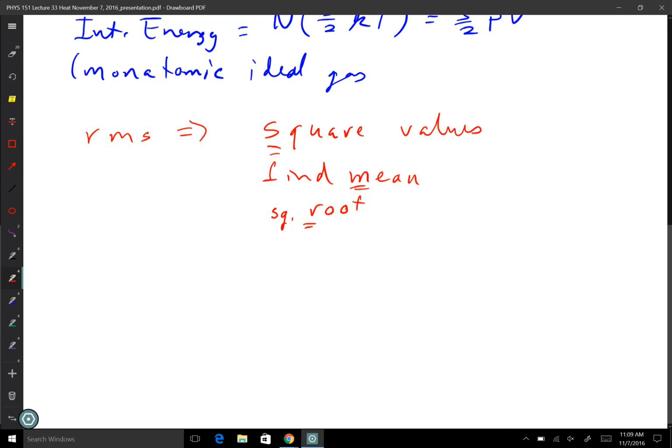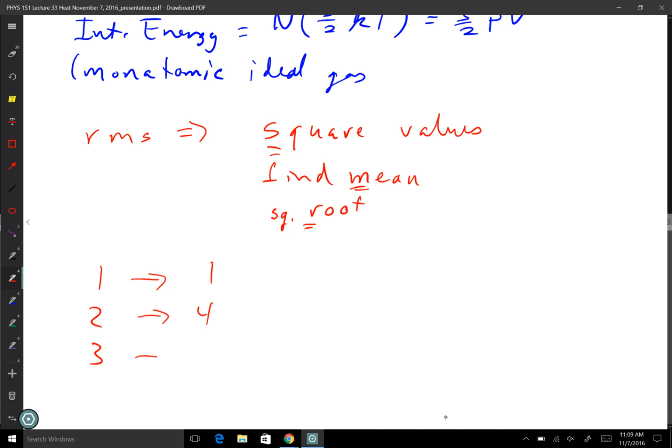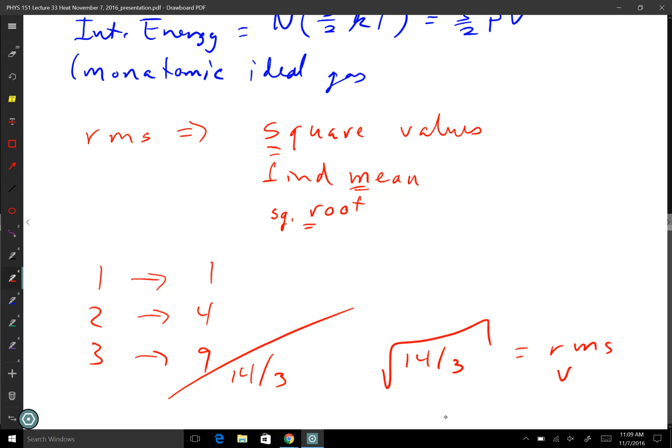And so that's why, with my average of 1, 2, 3, I square them: 1, 4, 9, and take the average of those. So I have the average now. I did the squares, I did the mean, and then you do the square root. I spent a lot of time on this.